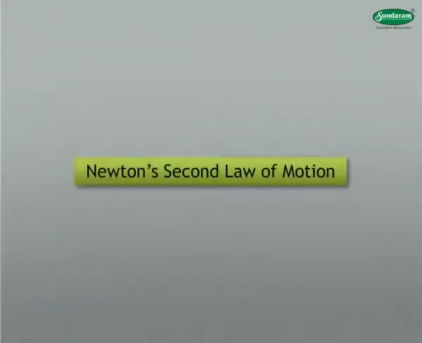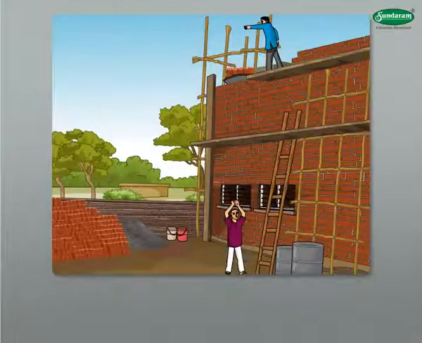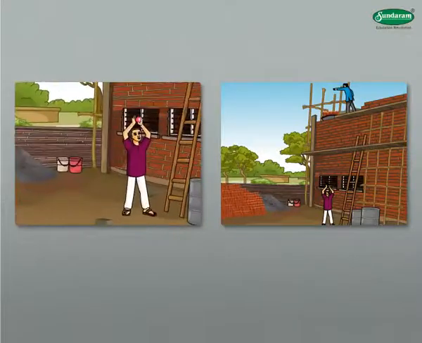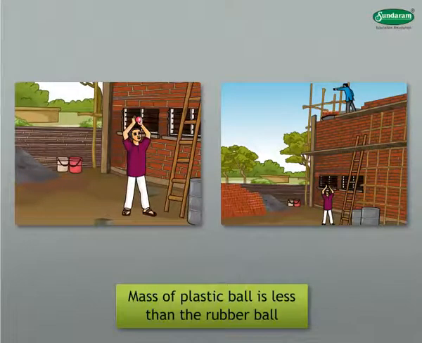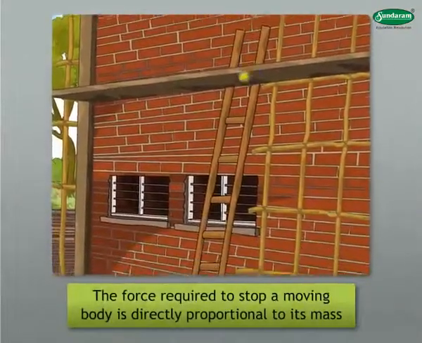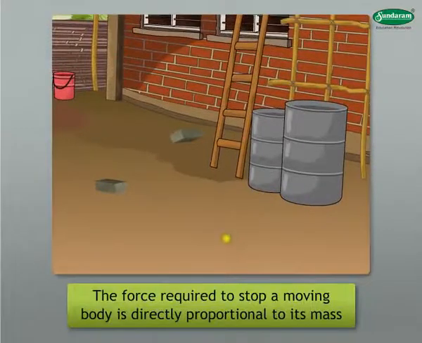Newton's second law of motion. Activity. If you ask your friend to drop a plastic ball and a rubber ball of the same size from the terrace, you can catch the plastic ball easily because its mass is less than the rubber ball. The force required to stop a moving body is directly proportional to its mass.